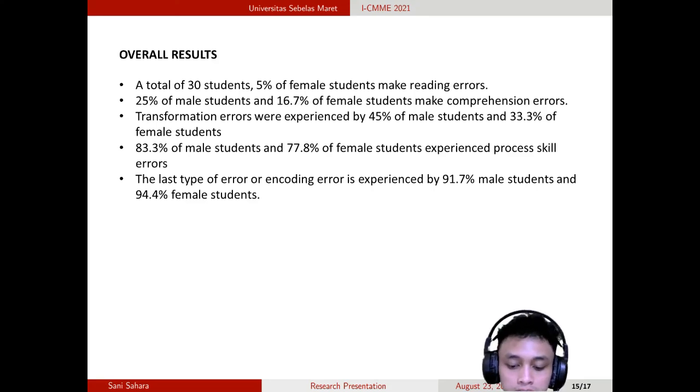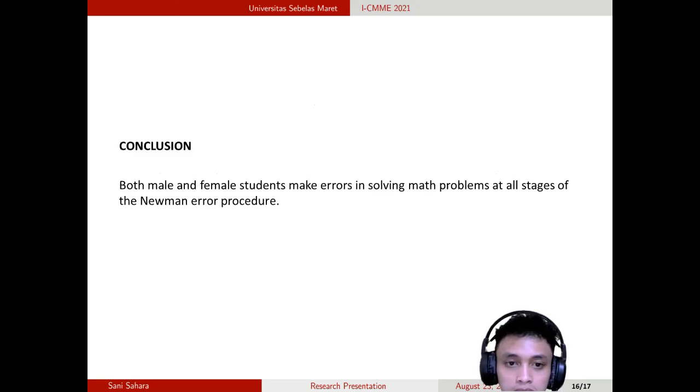The next is, finally, the conclusion. Referring to Newman's previous error analysis, it can be concluded that both male and female students make errors in solving math problems at all stages of the Newman error procedure, or NEA.